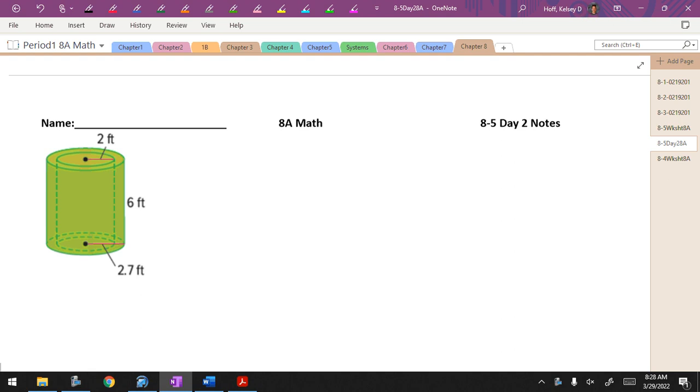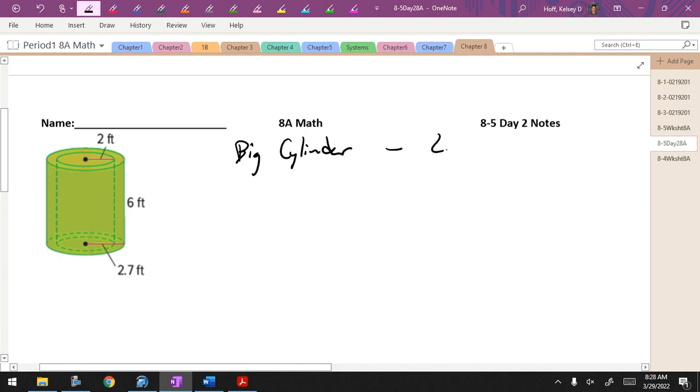What shapes do you see on this? Cylinders. Why do you say it with an S? There's two of them. It's like a pool noodle. There's a hole in the middle, right? So because there's a hole in the middle, am I going to add or subtract? I'm going to subtract. So I need to take the big cylinder minus the little one.